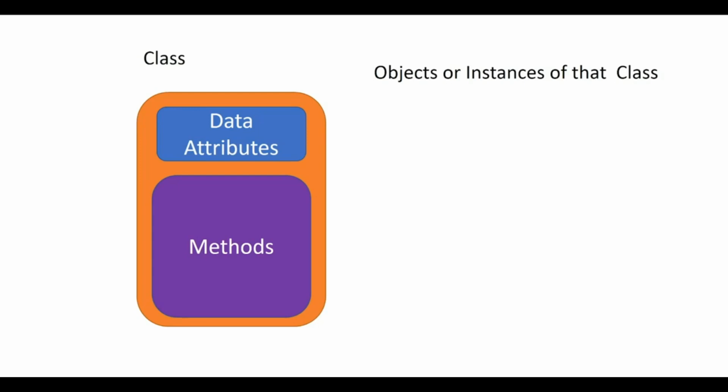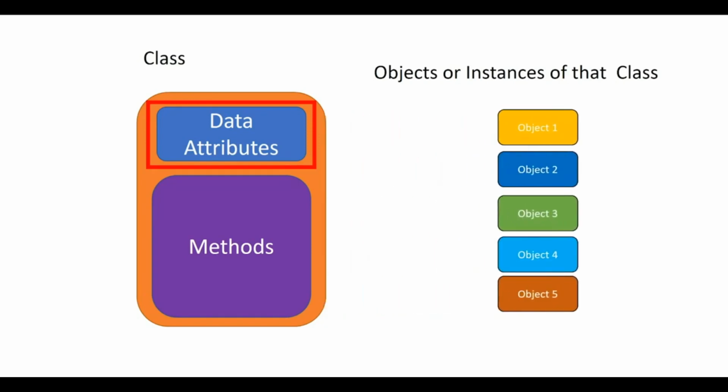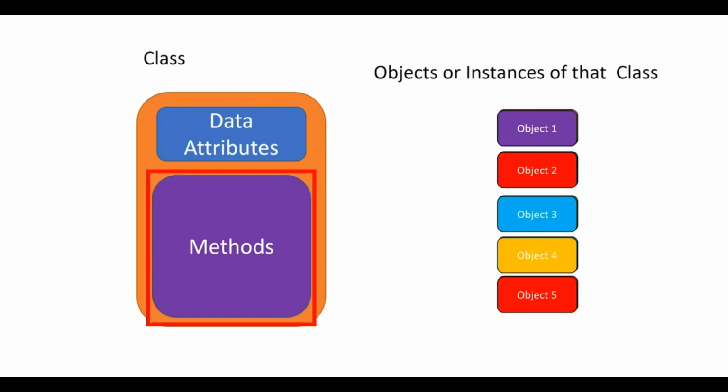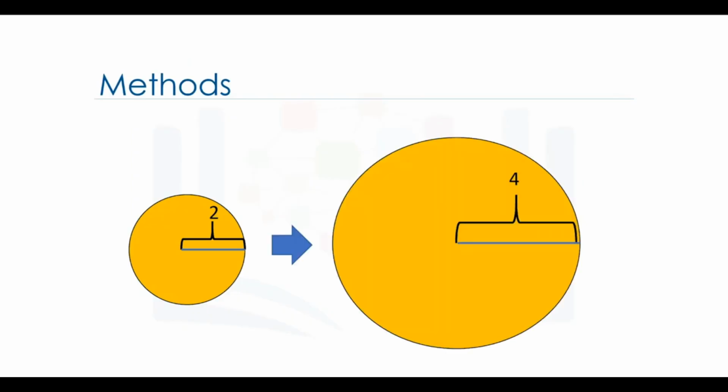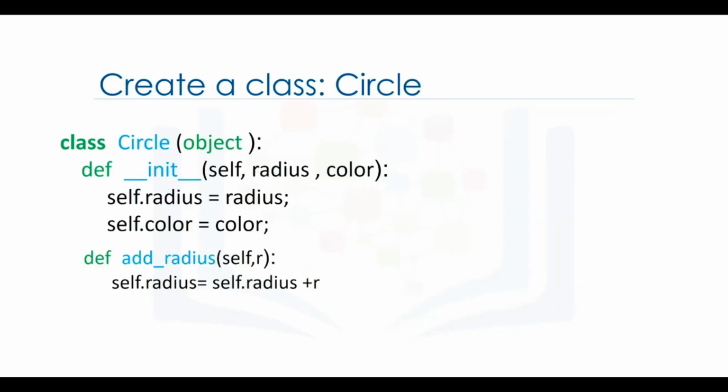Let's discuss methods. We have seen how data attributes consist of the data defining the objects. Methods are functions that interact and change the data attributes, changing or using the data attributes of the object. Let's say we would like to change the size of a circle. This involves changing the radius attribute. We add a method addRadius to the class Circle.